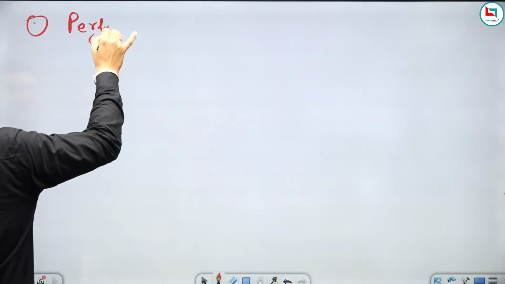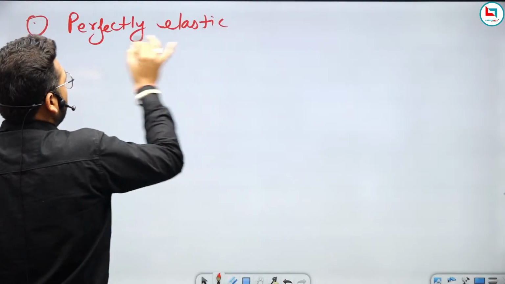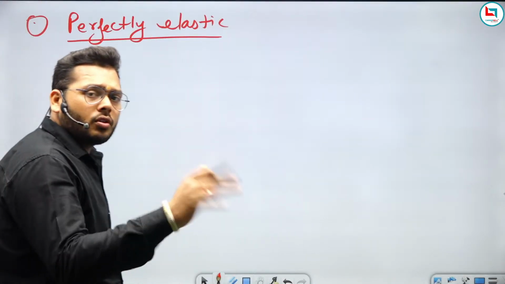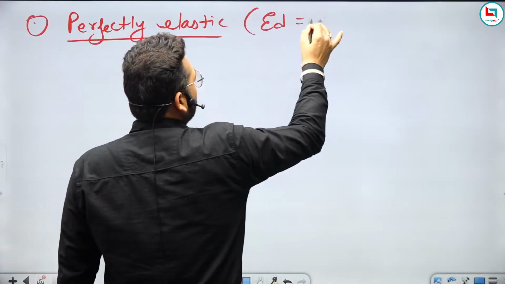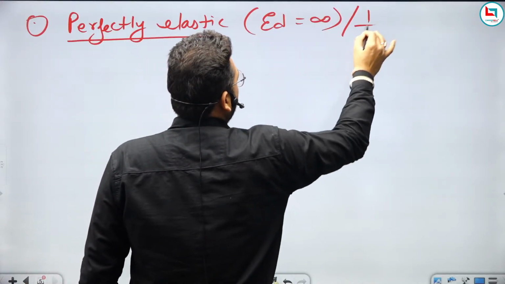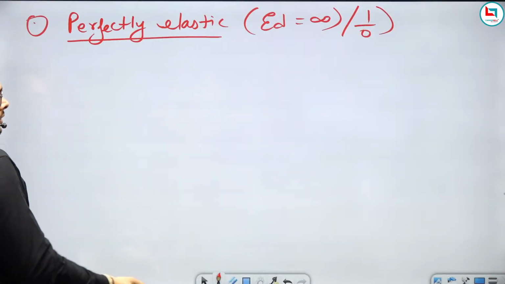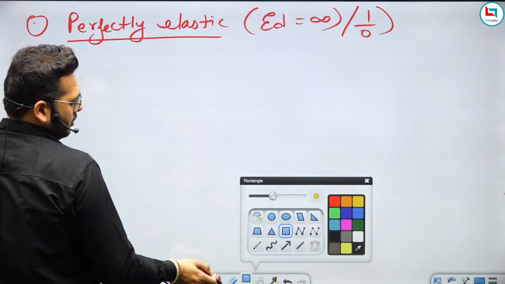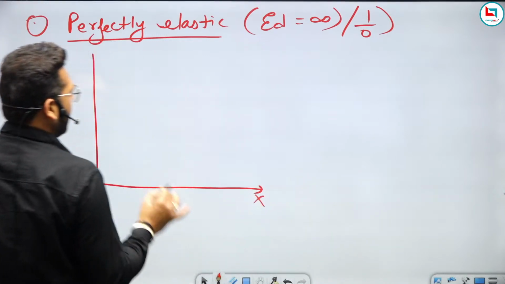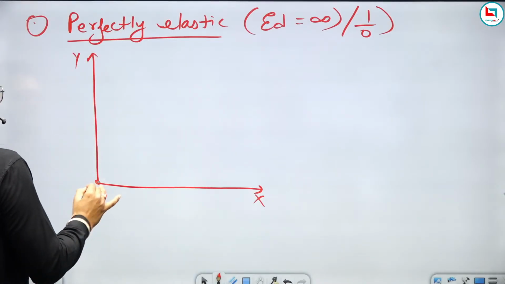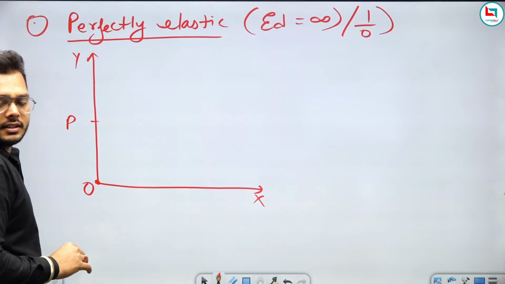Perfectly elastic. Perfectly elastic means the price is constant at this point of time. It means Ed is equal to infinite, or you can say 1 upon 0. So here, if I am making this curve, this is the X axis, this is the Y axis, this is the origin, and let's say this is price.